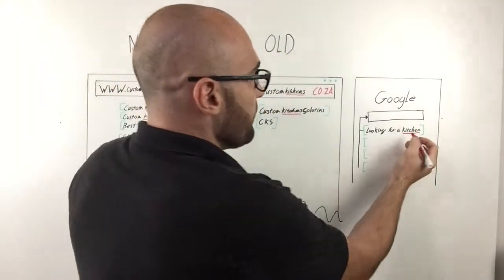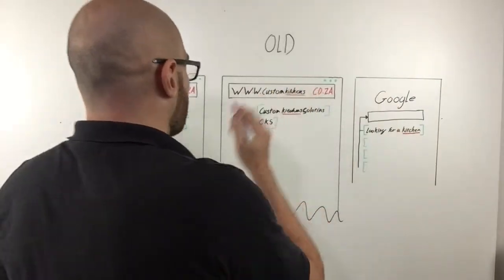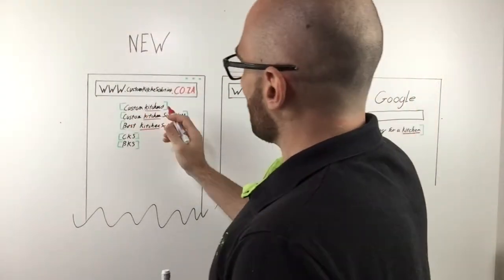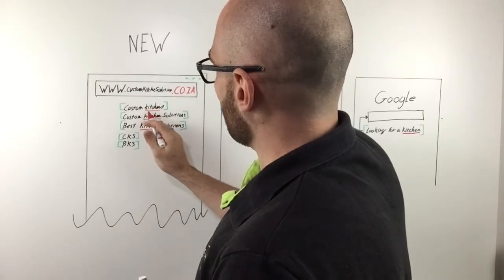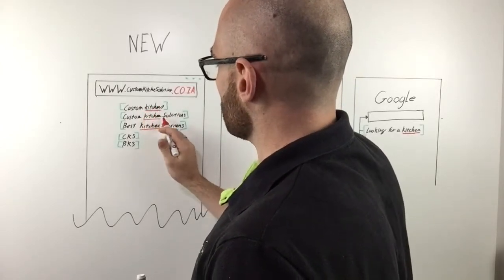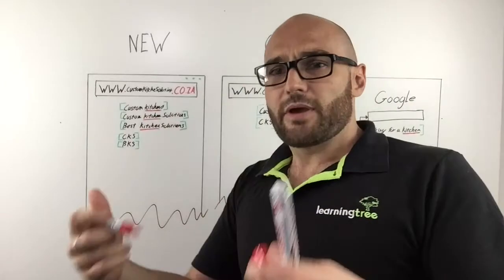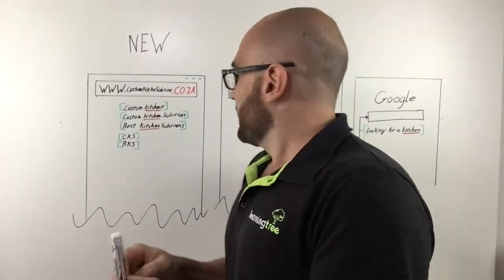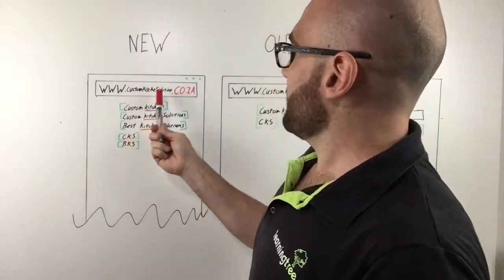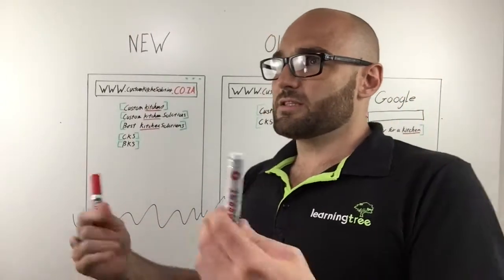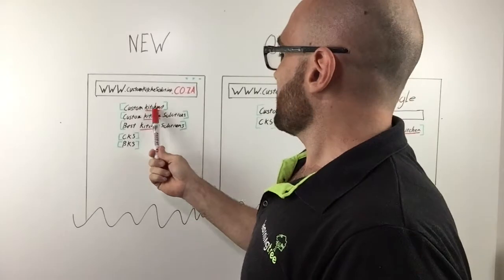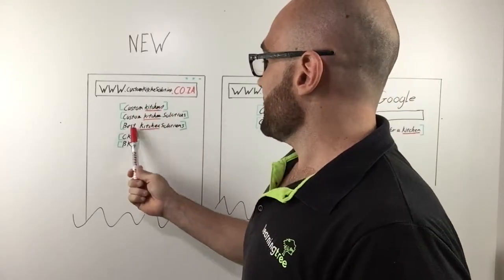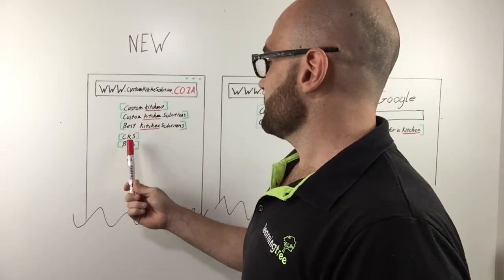type in. So if that keyword is in the sentence, that means that if I look at my URL, the word custom kitchens is there the whole time. You can see kitchens over there. Now you might not be able to read this depending on the size of the video that you're watching, but what I've done is I've decided that I'm going to be calling my business Custom Kitchen Solutions, and I've used the word custom kitchens, custom kitchen solutions, best kitchen solutions, CKS, BKS.